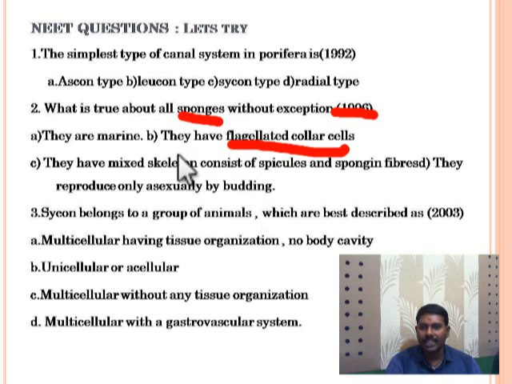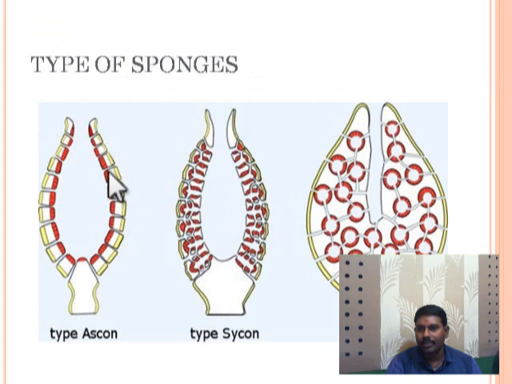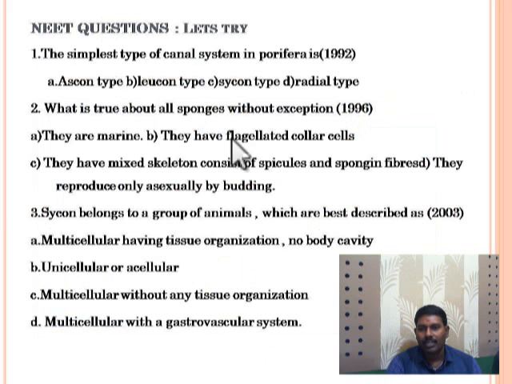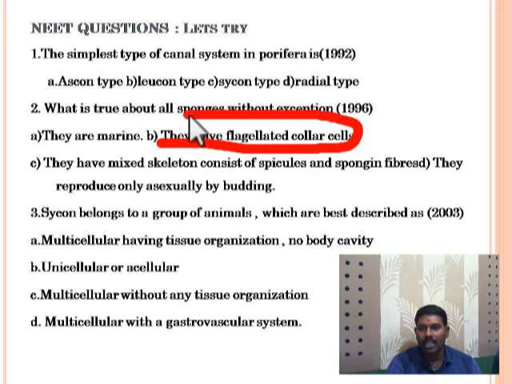Okay, which is right? They have flagellated collar cells. Collar cells means choanocytes. All the sponges must have collar cells. Here you can see the collar cells, choanocytes. Here also you can see the choanocytes. Here also you can see the choanocytes lining the spongocoel. So what I want to tell is, every sponge must have the flagellated collar cells or choanocytes.